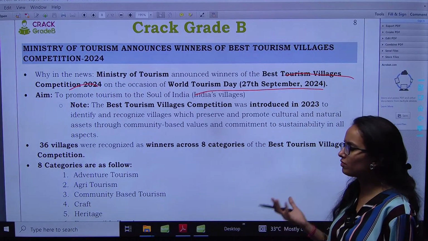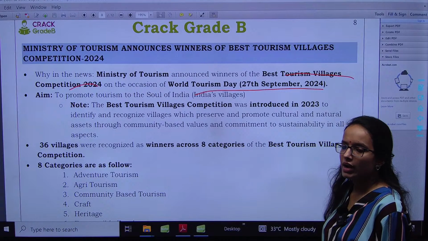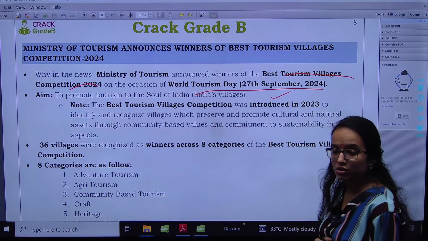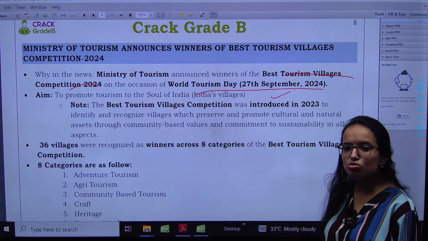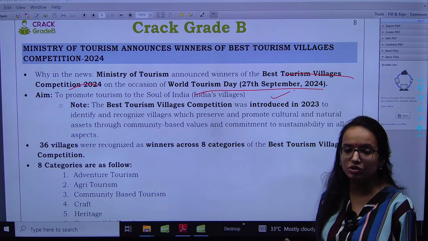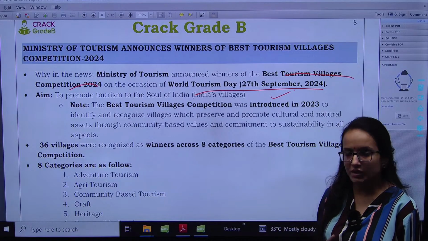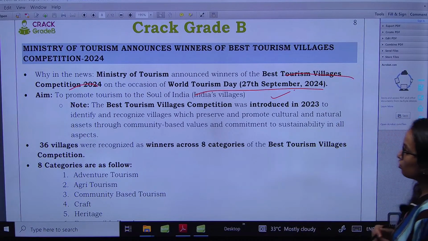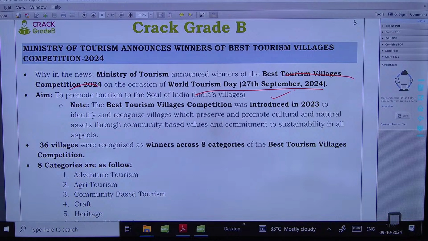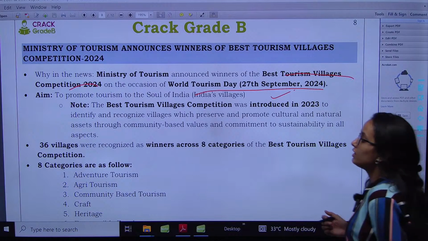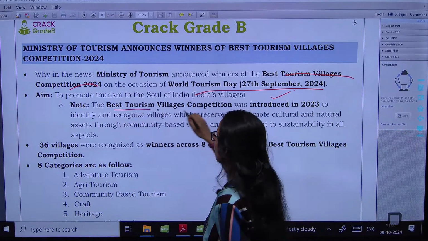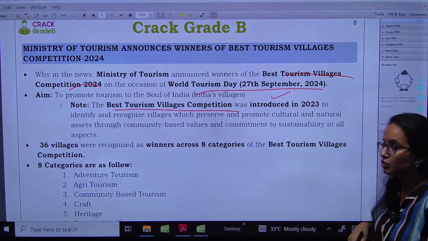Of course, to promote tourism, particularly in villages. Now, this is going to transform village economy, help village economy grow, provide them with alternate sources of funding apart from the agriculture and related activities, right? So, also before moving on to the winning list, just see this note that the Best Tourism Village Competition, this is the competition which we are talking about.